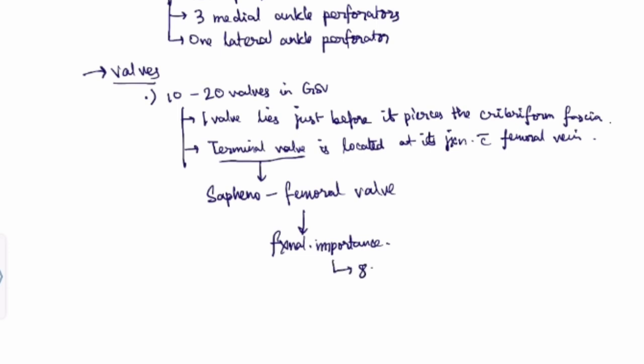It is present in 80% of people, and thus they are protected against varicose veins. In the remaining 20%, they are more likely to develop varicose veins. Varicose vein is a clinical anatomy question which we will discuss later.